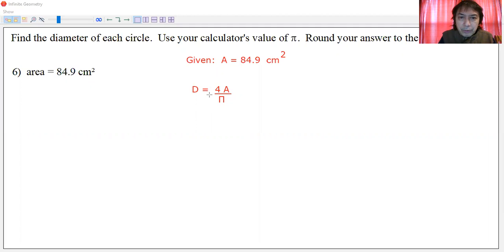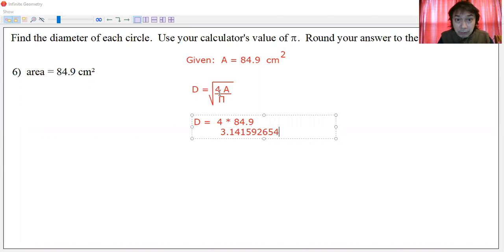So this will have to be a fraction under the square root. All right. This is how to find the diameter. All right. Direct substitution. Let us use our numbers. We have here 4 times our area, 84.9, to be divided by the value 3.141592654, our calculator value for the pi. So this will be the computation part.